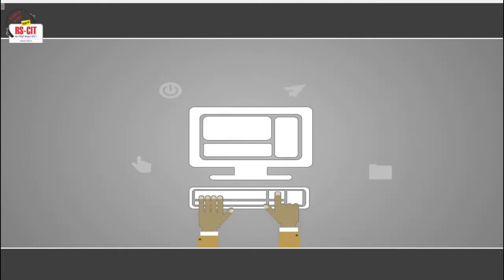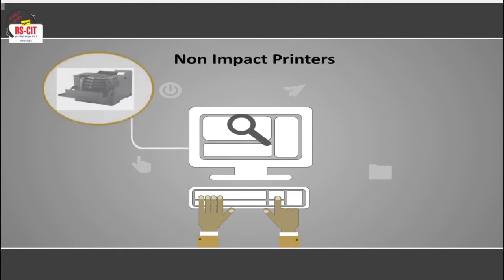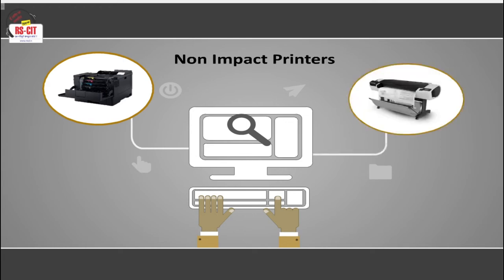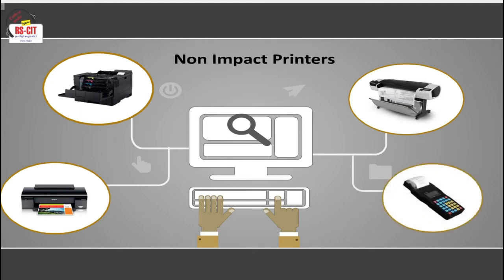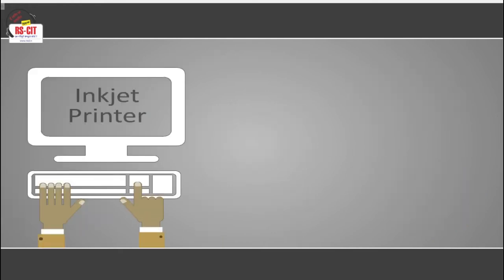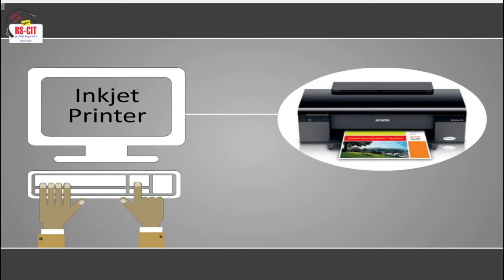Another category of printers is non-impact printers, in which printers print without banging a ribbon onto paper. Laser, LED, inkjet, solid ink, thermal wax transfer, and dye sublimation printers are examples of non-impact printers. Non-impact printers are usually faster than impact printers and work very quietly. Some of the popular non-impact printers are inkjet printers, laser printers, thermal printers, and plotters. The most common type of printer for home use is the color inkjet printer.